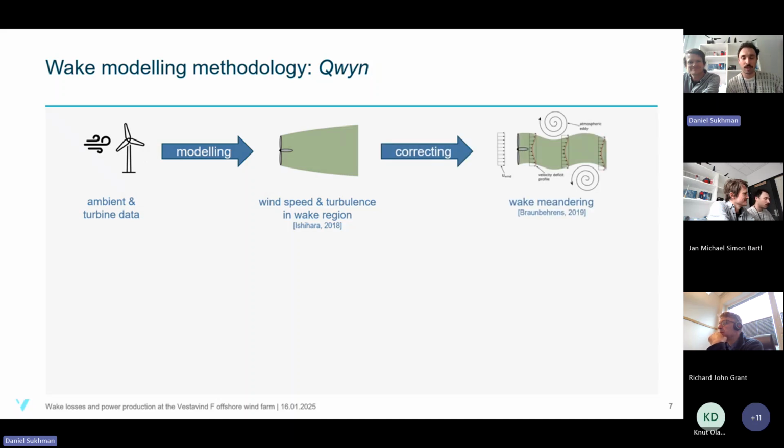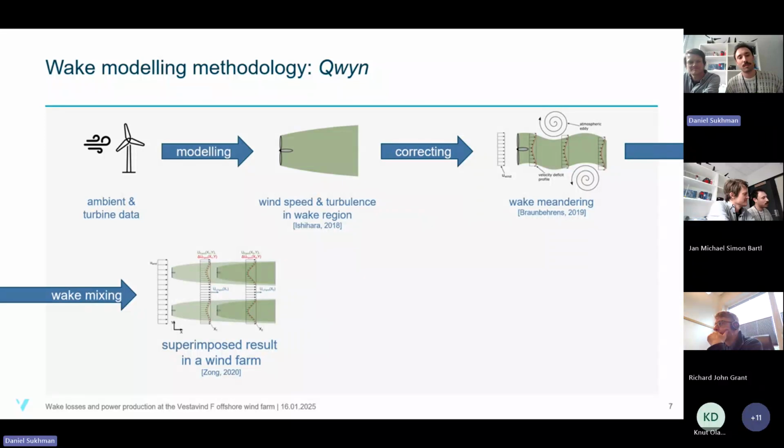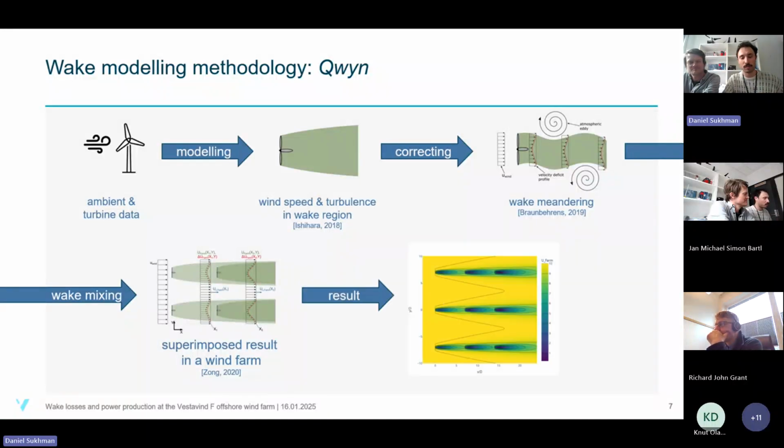Then we correct for wake meandering. This is the lingering motion of wakes occurring through the interaction of the wake region with large atmospheric eddies. And then finally we introduce the wake mixing through superposition, where we use the Song model to obtain the full wake of the wind farm and within the wind farm, which is the result, right? And as you can see here, this is just an example, of course, but here we have one direction which hits those exemplary 9 turbines with one wind speed. We are in steady state.